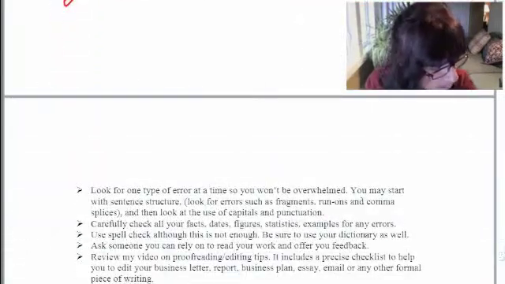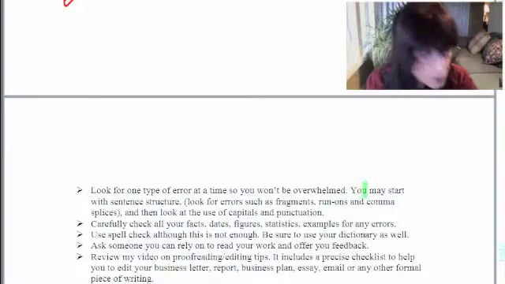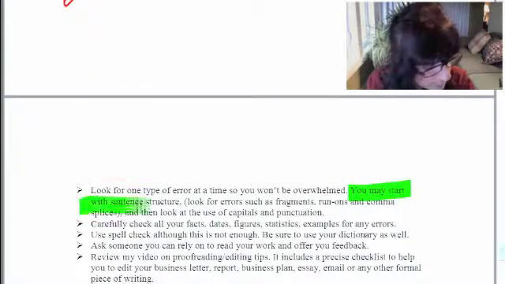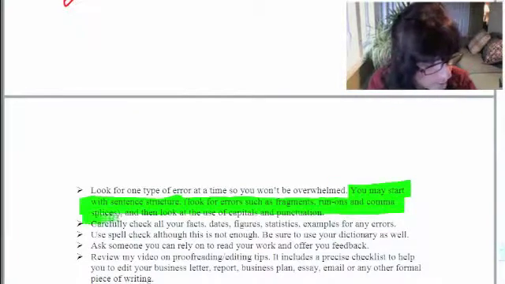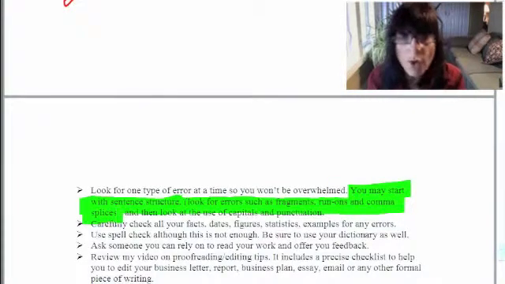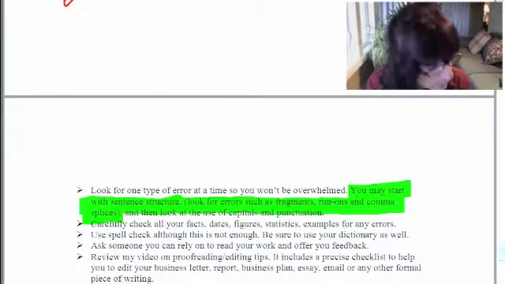So look for one type of error at a time so you won't be overwhelmed. What I suggest is that you go into categories. First, read it and look for your sentence structure. So look to see if you have any incomplete ideas. Do you have any sentence fragments? Do you have run-ons? Any comma splices? Again, I have videos on all these topics to help you, because those are major errors in your writing.